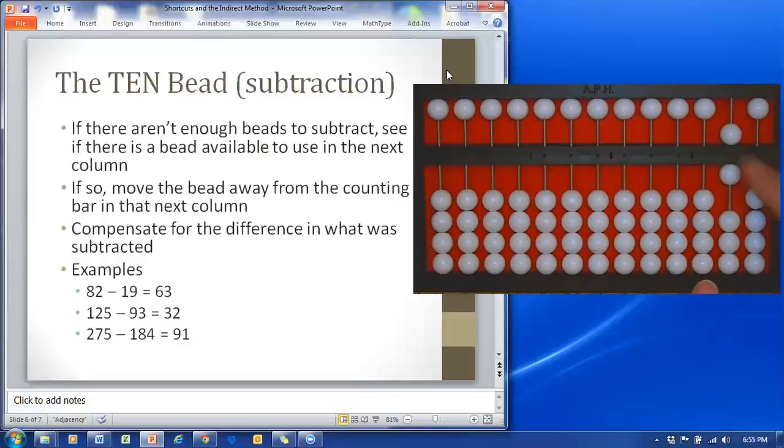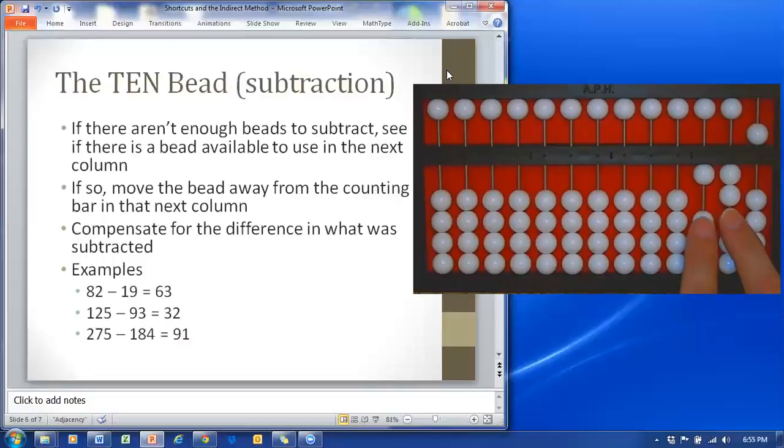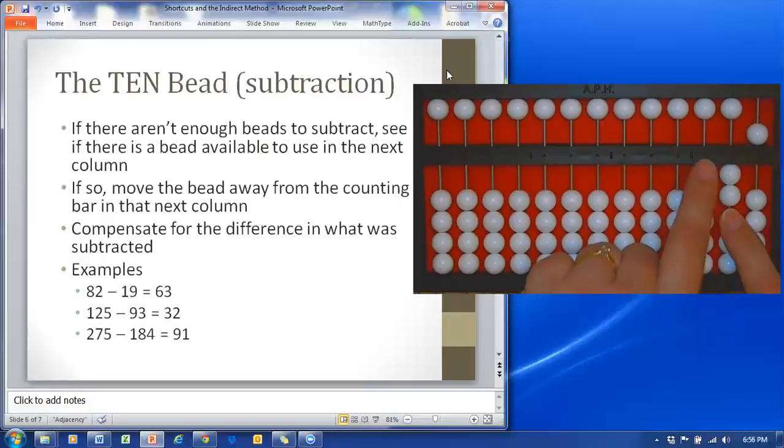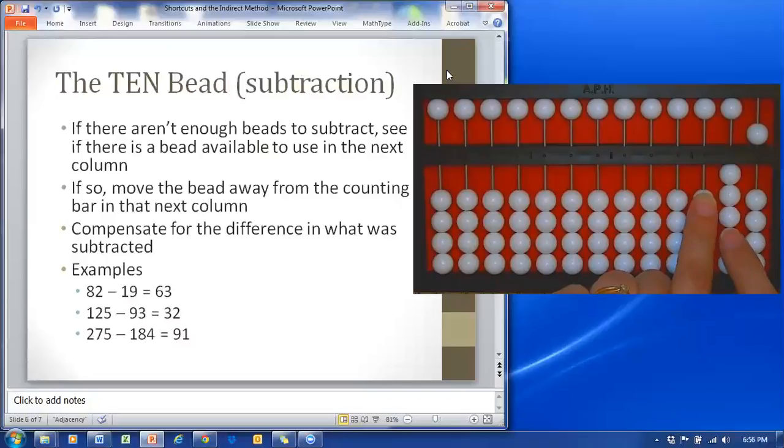Let's look at the second example. 125 minus 93. Set 100, 2 tens, and 5 ones. Now in this case, we're going to subtract 93. Notice there's only 2 tens to subtract, but I need to subtract 9 tens. So in the next column, which is the hundreds column, I'm really going to subtract 10 tens. But I was supposed to subtract 9 tens, so I need 1 ten to compensate.